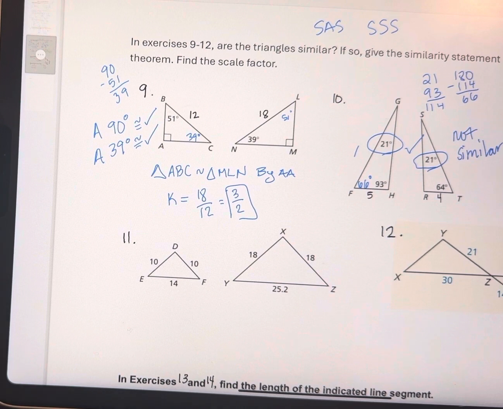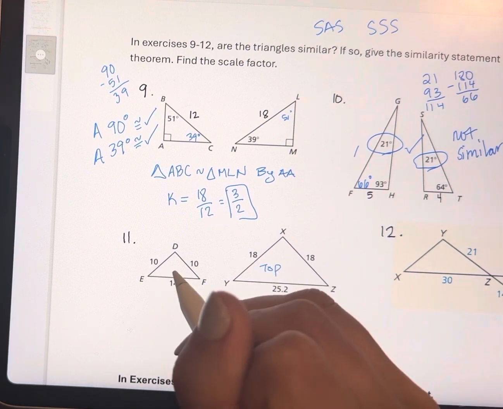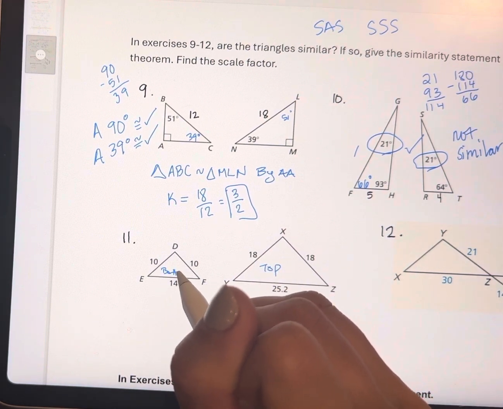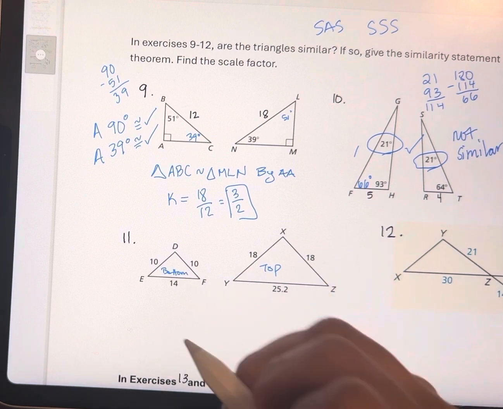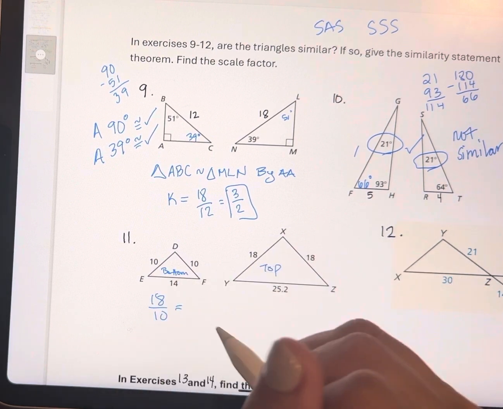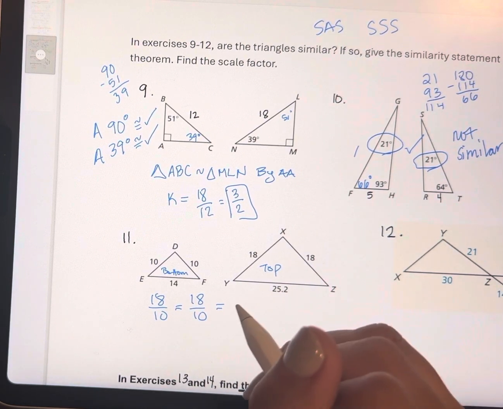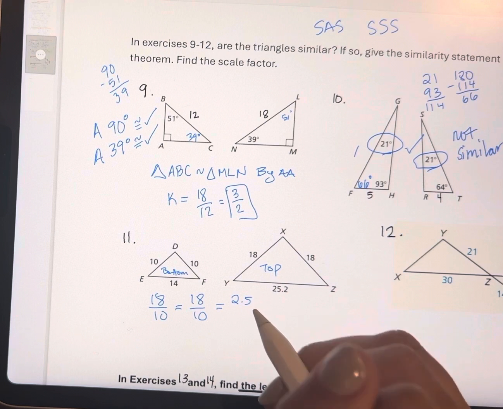Okay, down here, we have 3 sides. So clearly we're going to be testing it with SSS. So here we go. Let's check. We're going to do top. We're going to do bottom. 18 over 10 equals 18 over 10 equals 25.2. Ooh.